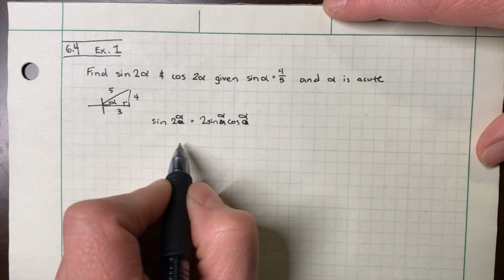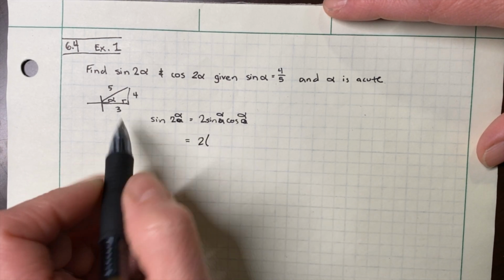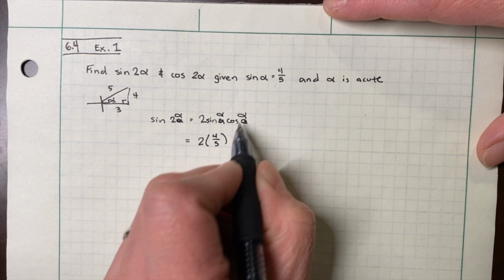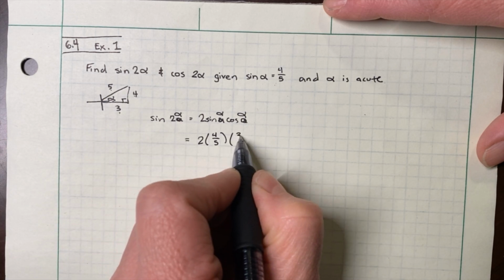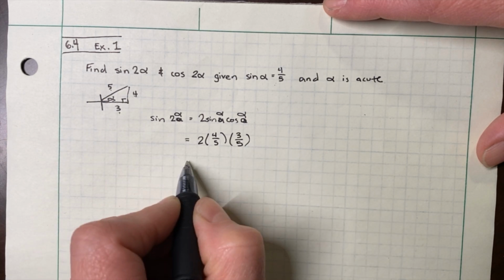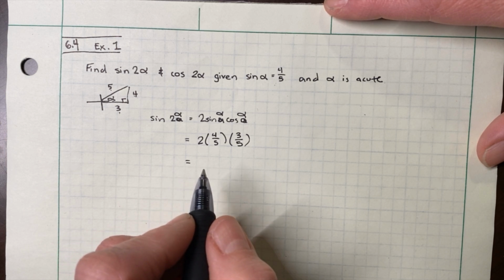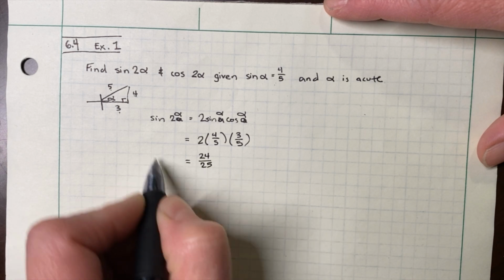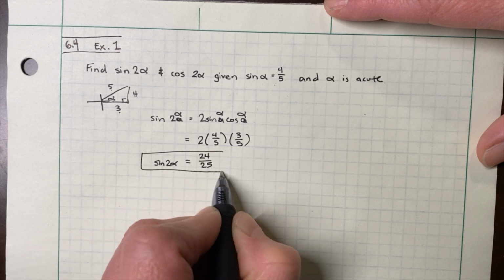Okay. Sine of 2 alpha is 2 times the sine of alpha. Sine of alpha we were given, 4/5. Cosine of alpha, adjacent over hypotenuse, 3/5. Multiply this out and simplify. Sine of 2 alpha is 24/25.